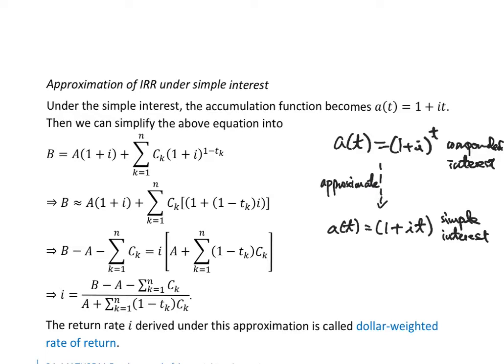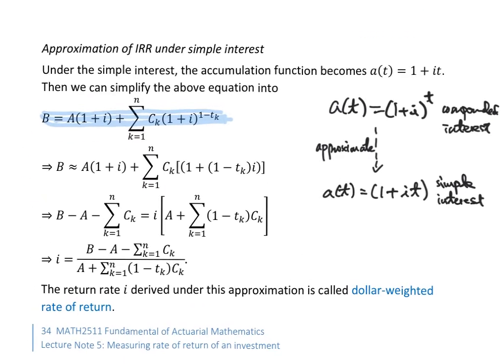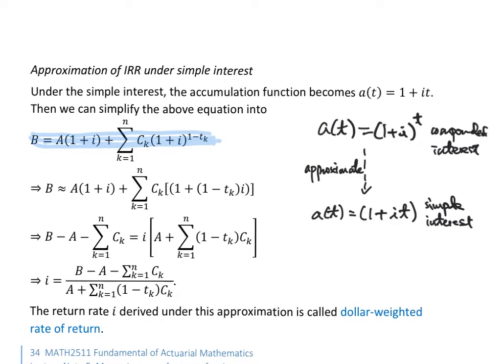So let us try to apply this simplification and see whether we are able to simplify the equation into something easy. This is what I do. Remember under compound interest, your i does satisfy this equation, right? Now what I'm going to do is apply this approximation and approximate (1+i)^t by 1 + it. Given this, you can simplify the equation into this particular form.